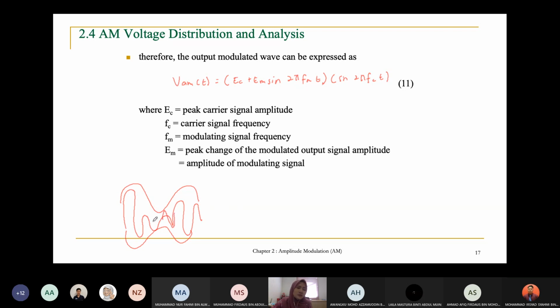So this is the equation for the AM envelope. If you look at here, this is the amplitude. You know that from 0 to this point, this is EC. From this point to here, this is EM. That's why Vmax is equal to EC plus EM. So the amplitude of this modulated wave is equal to EC plus EM, and the frequency is sine 2 pi FMT multiplied with sine 2 pi FCT.